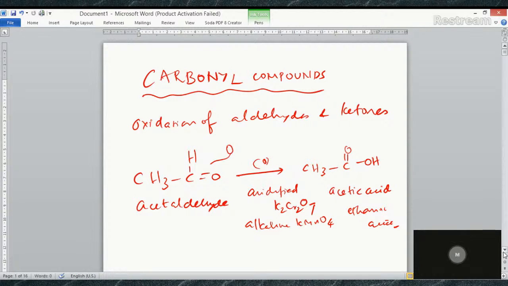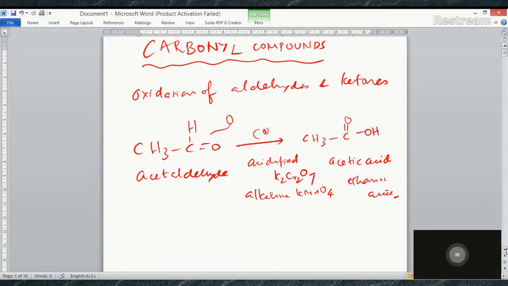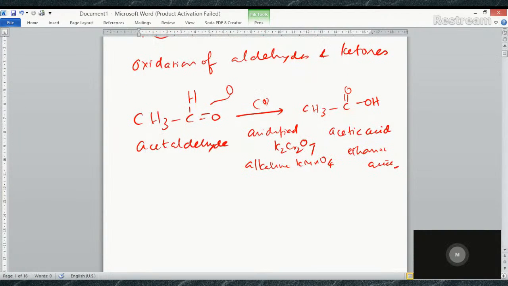And in the same way, if you take any one of the aldehydes, including formaldehyde and propionaldehyde, they can give the corresponding carboxylic acids. But what about the ketones? When the ketones are oxidized, we can take CH3COCH3. This is a ketone and its name is acetone.